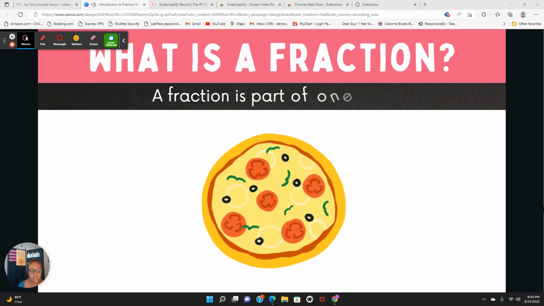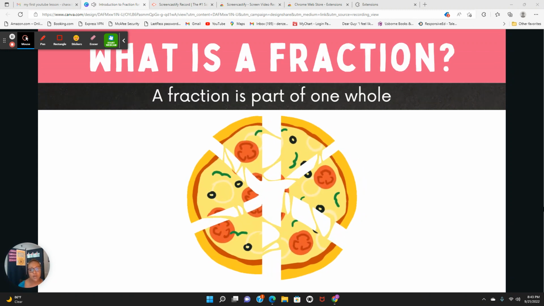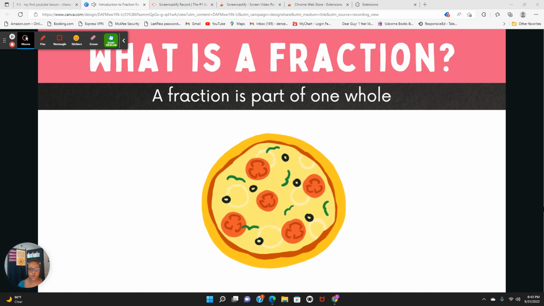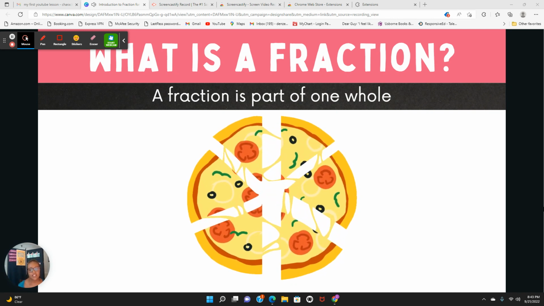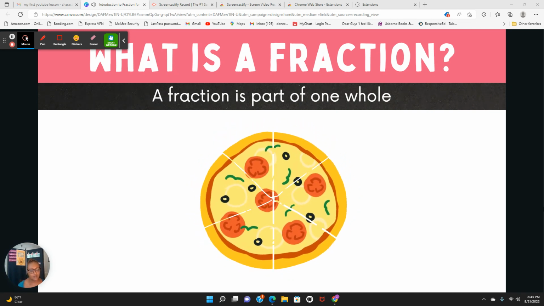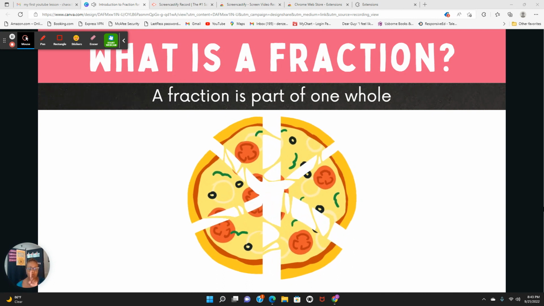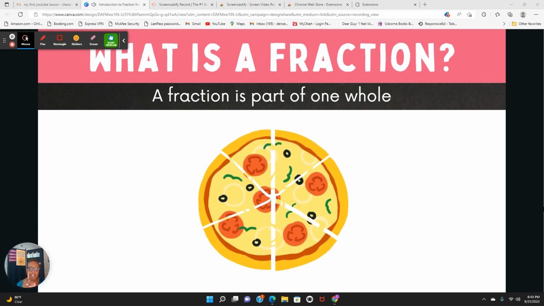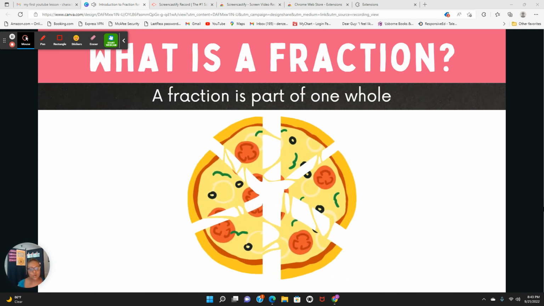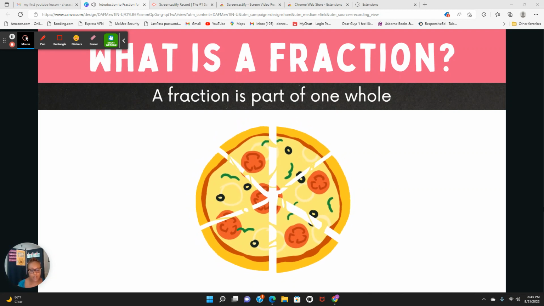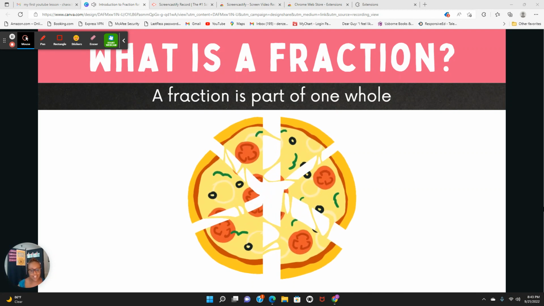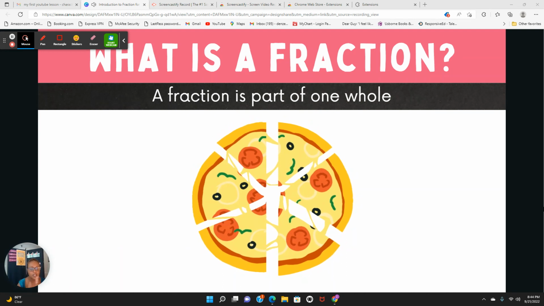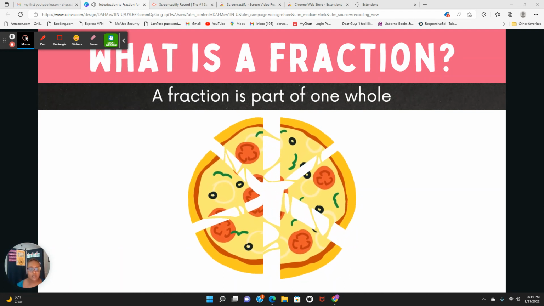So, what is a fraction? A fraction is a part of a whole. It's a part of one whole. So if you look at this pizza, how many pizzas do you see? You only see one pizza. So you see one whole pizza. And basically when you take an equal slice or an equal piece, a part of that, that would be a fraction. You're taking a part of the whole.